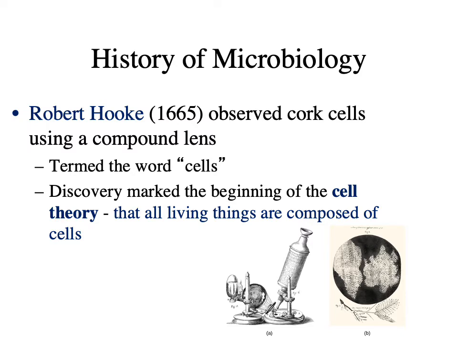Robert Hooke in 1665 observed cork cells, and he liked to look at plants because he liked their geometric shapes. He developed a set of lenses that he put together, and he was able to observe the different shapes of cork. And he came up with the word cells. This discovery of cells marked the beginning of the cell theory, that all living things are composed of cells.